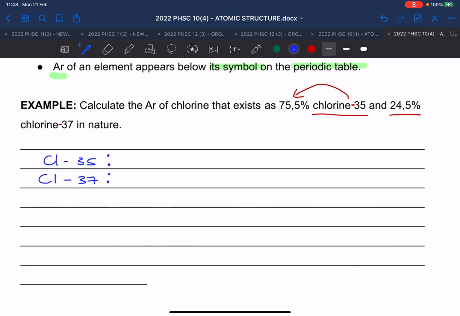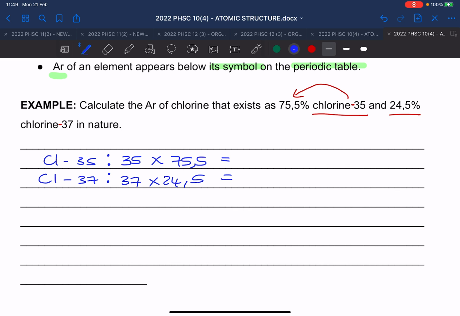Then you write the 35, so the mass is 35. What percentage do you find it in? You find it as 75.5%. You can see I don't write the percent sign. And the other one, the 37, we find 24.5%. Can you see if you add these two together, you find 100.